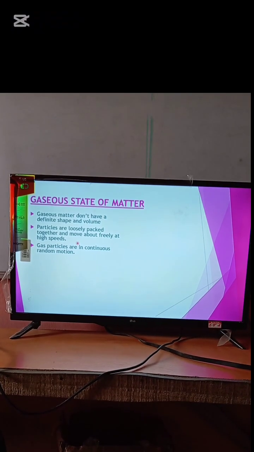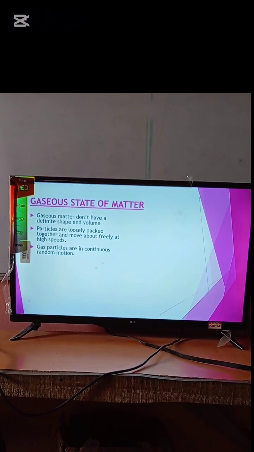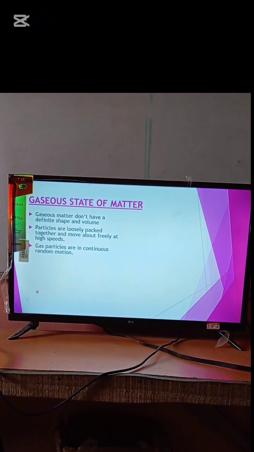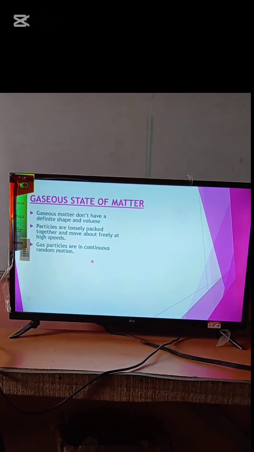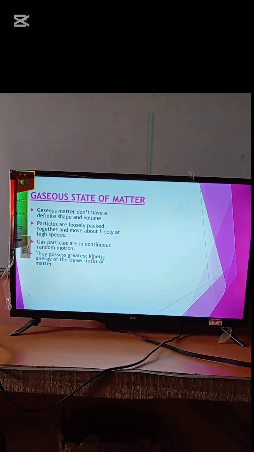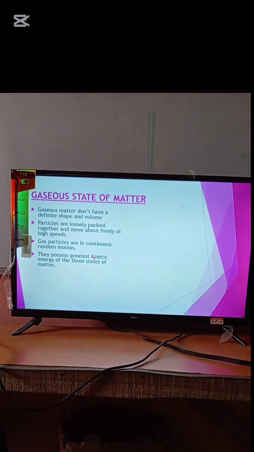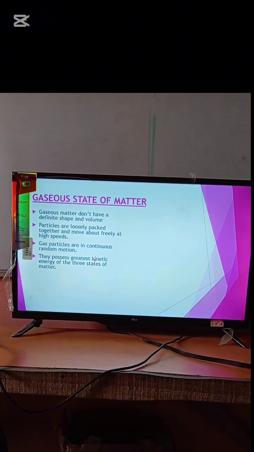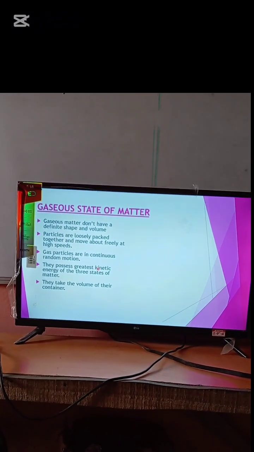The gaseous particles are in continuous random motion. Random means they have a zigzag pattern. They just move anyhow, so they can move freely. They possess the greatest kinetic energy of the three states of matter, and they take the volume of their container.